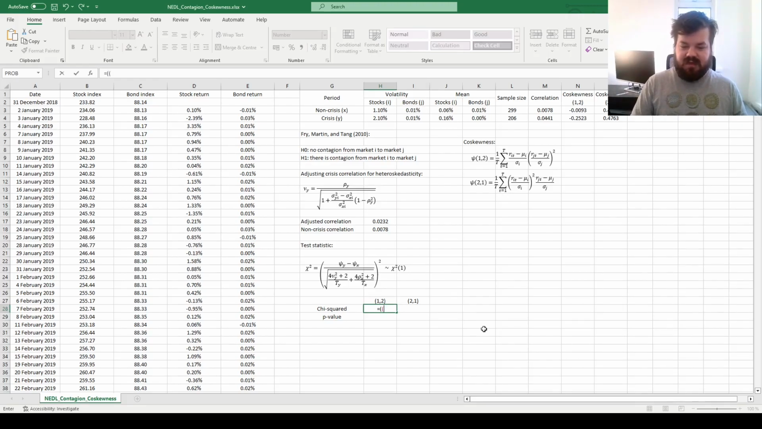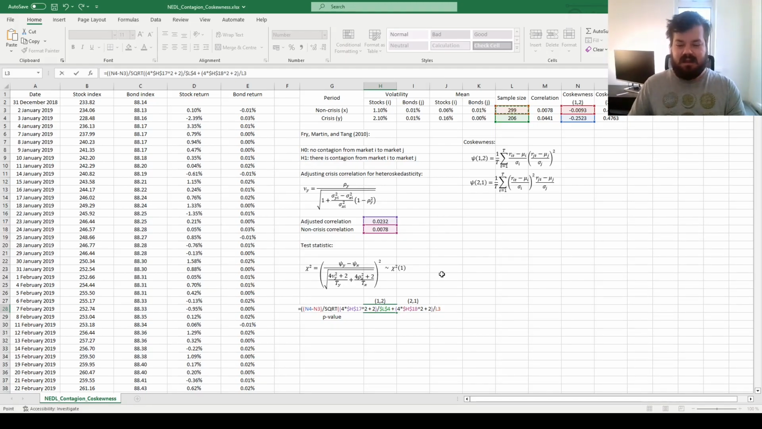And for the chi-squared statistic, we first need to implement the numerator, which is the coskewness in the crisis period minus the coskewness in the non-crisis period. And we divide it by the square root of 4 times the adjusted crisis correlation squared. And again, as we would like to do this test twice, I'll just lock this expression as it does not change depending on the coskewness type we use. And we divide it by the crisis sample size, which I'll lock as well for the same reason. And then I'll add 4 times the non-crisis correlation, locked and squared, plus 2, divided by the non-crisis sample size, locked. Then we close the parentheses for the denominator, close the parentheses for the statistic itself, and square it.